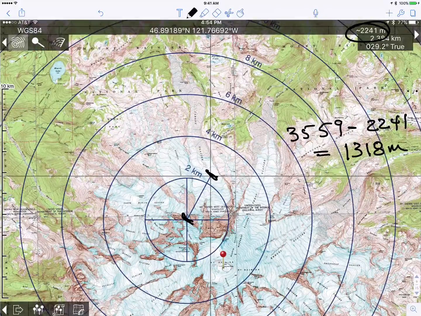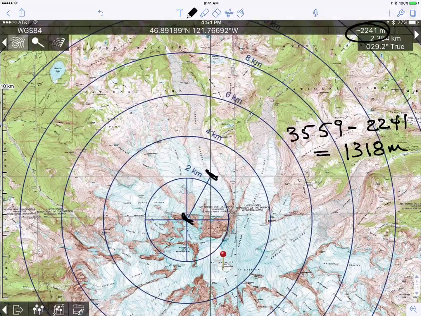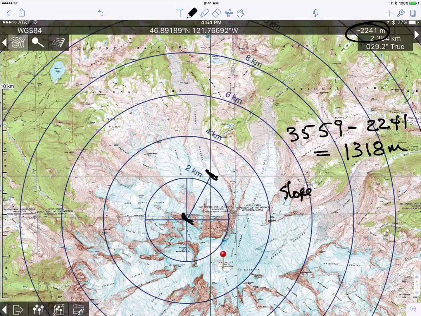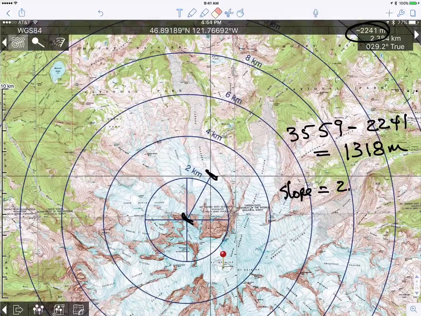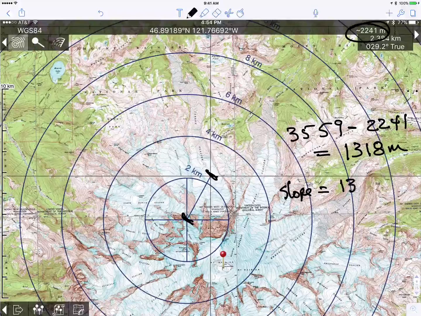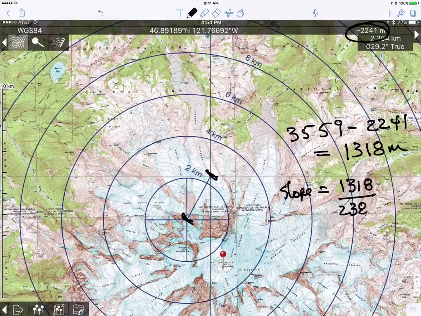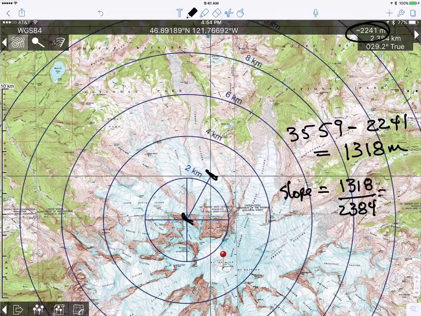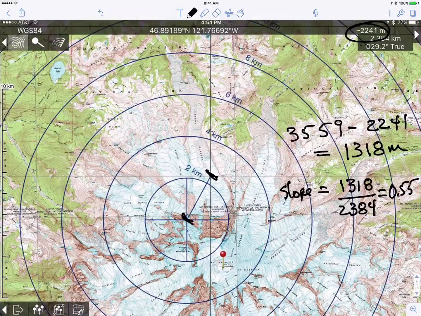1,318 meters. We're going to do that over 2.38 kilometers, so the slope is going to equal 1,318 meters divided by 2,384 meters, and the slope now is 0.55. Now, this should strike us perhaps as a little odd.